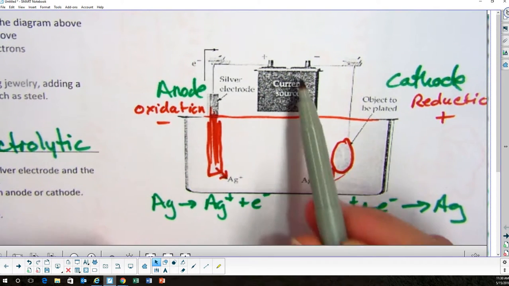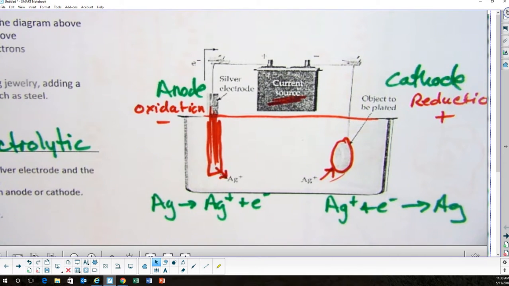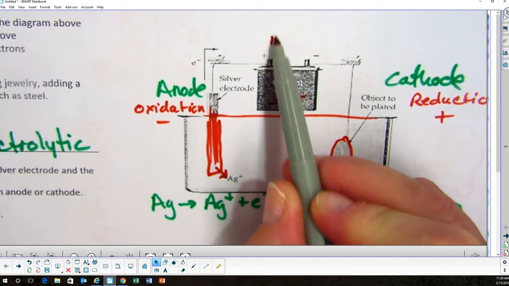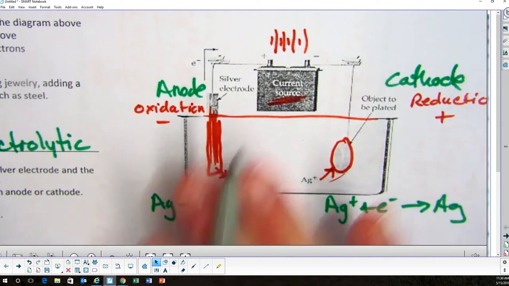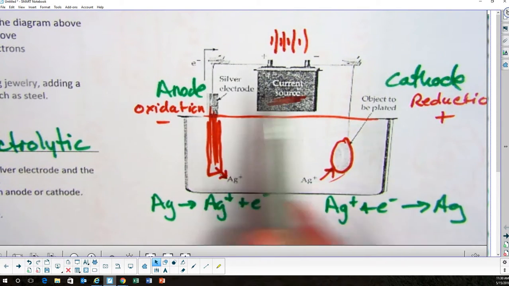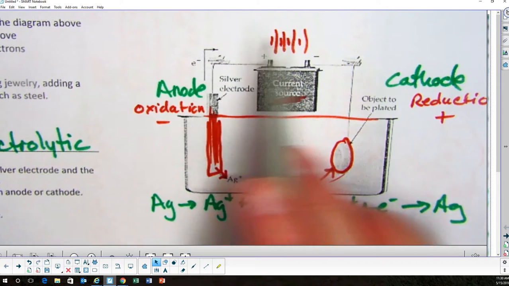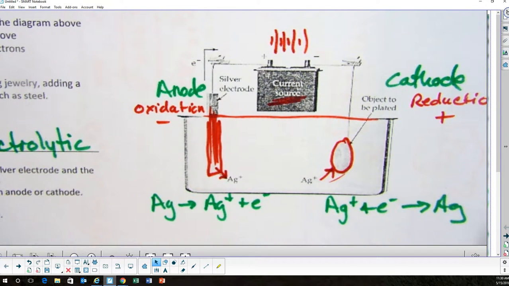Okay? But I have to have a current source, either a battery that's right here, and oftentimes batteries are written like this in writing it, or I have some kind of electrical current, like I've plugged it into the wall. So on this one, it asks what equation is happening at each side. You'll notice that here I am being oxidized, and here I'm being reduced. But it's the same equation. One's just backwards of the other.